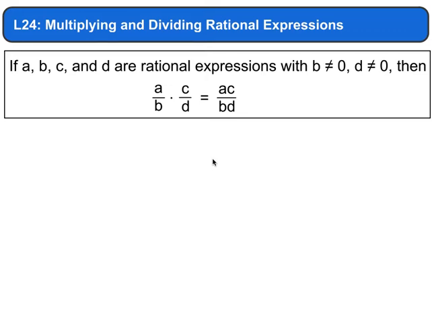M1L24 is called multiplying and dividing rational expressions. So in other words, we're going to multiply fractions. As a reminder, whenever you multiply fractions, we multiply from left to right, and that would give us AC. And then we multiply from left to right for the denominator, and that would give us BD.